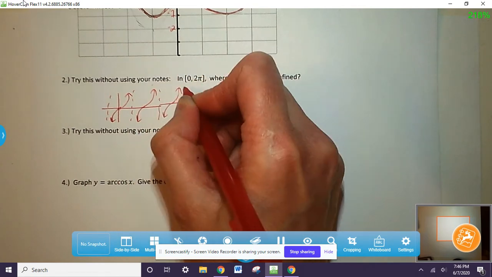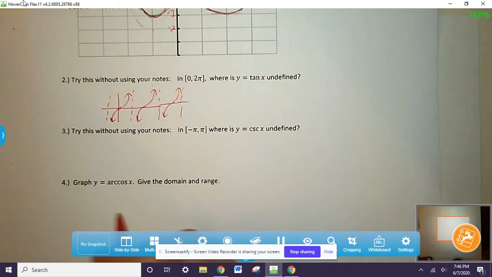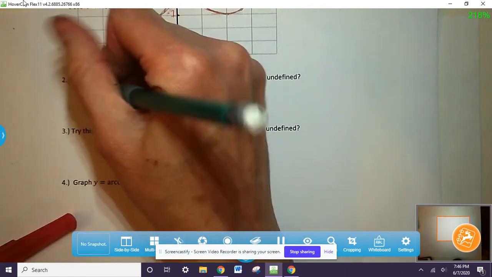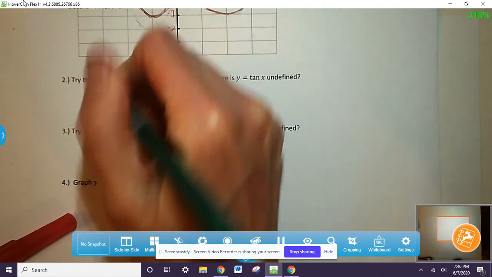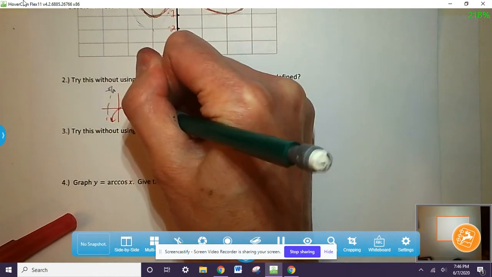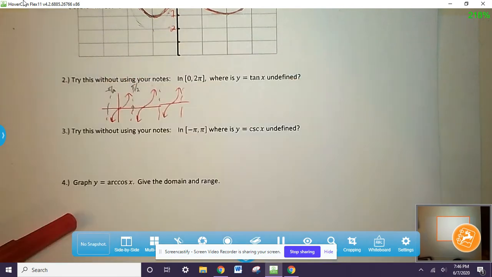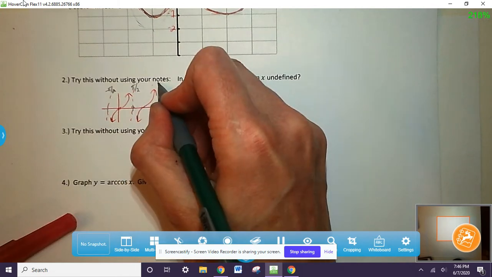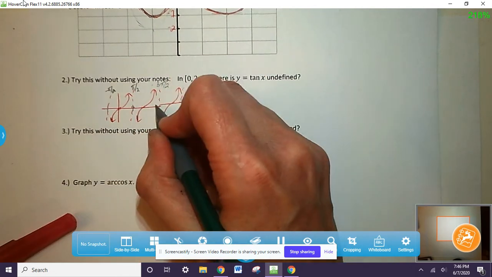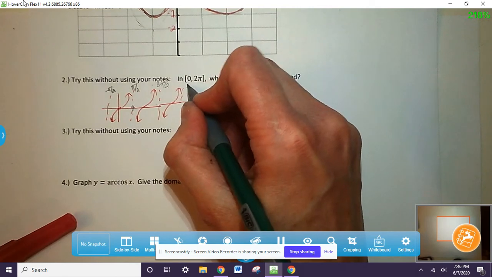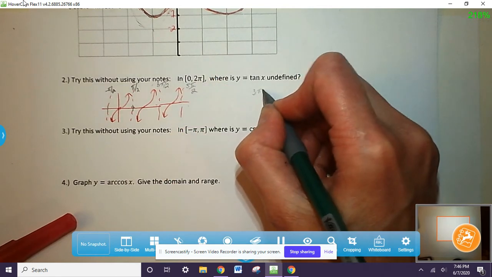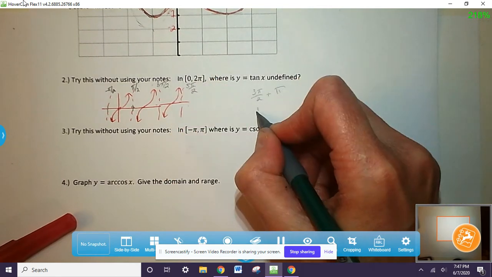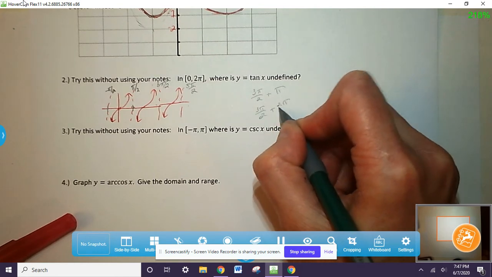And I also know that my first set of asymptotes are at negative pi over 2 and positive pi over 2. So this asymptote is at negative pi over 2. This one's at positive pi over 2. They should be pi apart. So pi further to the right would be 3 pi over 2. And pi further to the right would be 5 pi over 2, because anytime you're adding pi, you can think of that as 2 pi over 2.